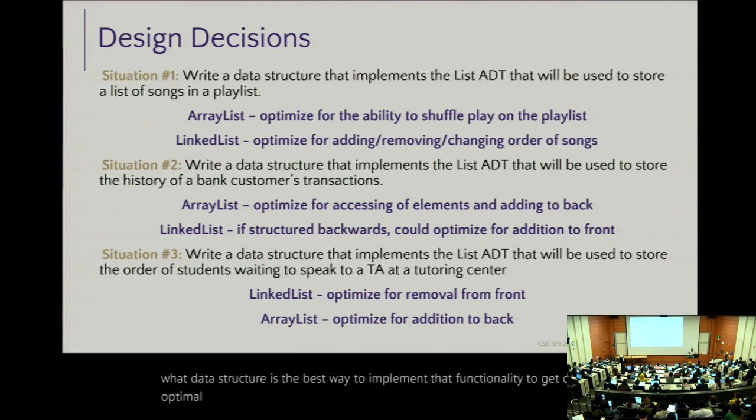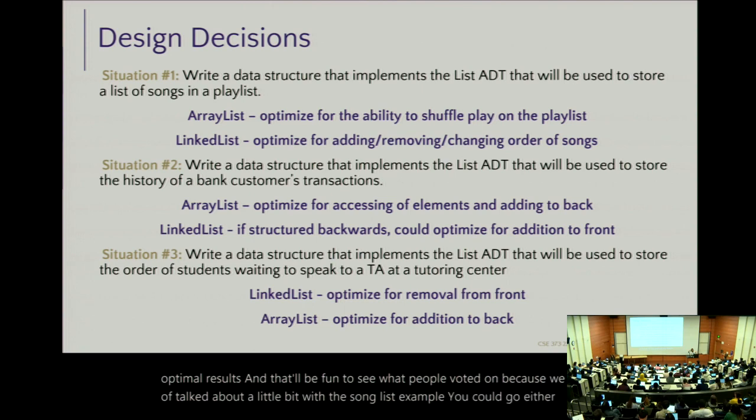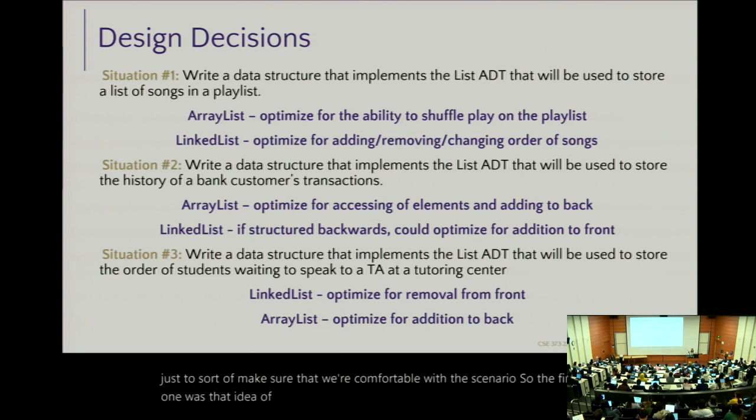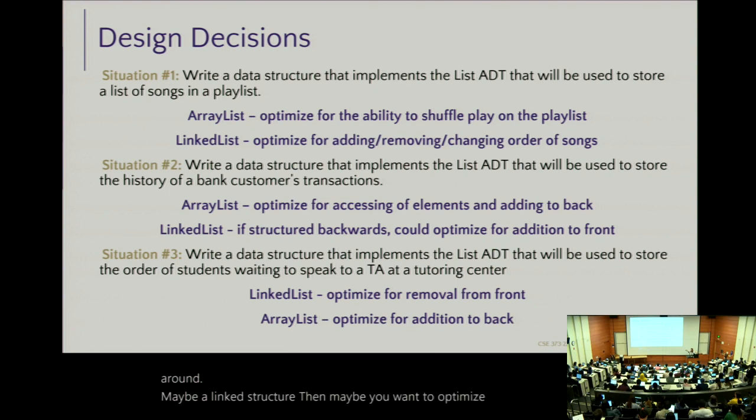I thought it'd be fun to see what people voted on, because we sort of talked a little bit with the song list example, you could go either way, just to make sure that we're comfortable with the scenario. So the first one was that idea of a playlist. Maybe you want to optimize for moving things around, maybe a linked structure then. Maybe you want to optimize for accessing random or something like that.